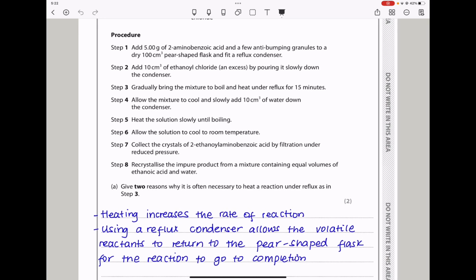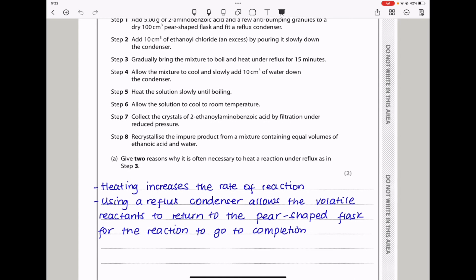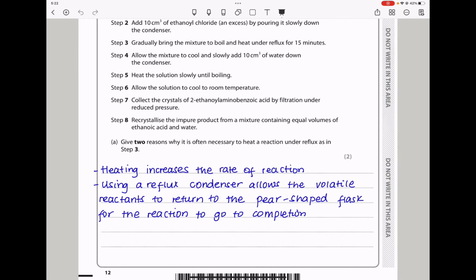Then in step 4, allow the mixture to cool and slowly add 10 centimeters cubed of water down the condenser. In step 5, heat the solution slowly until boiling. In step 6, allow the solution to cool to room temperature. Then collect the crystals of 2-ethanoyl aminobenzoic acid by filtration under reduced pressure. In step 8, recrystallize the impure product from a mixture containing equal volumes of ethanoic acid and water.